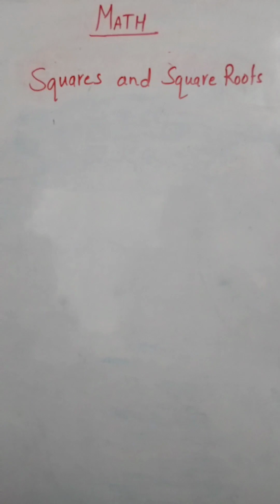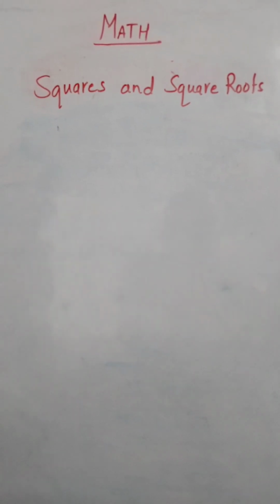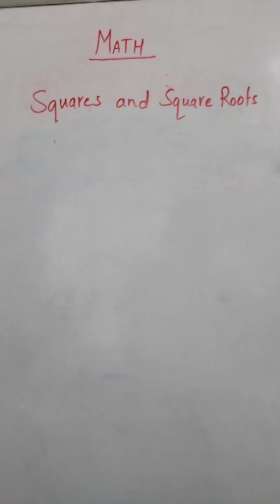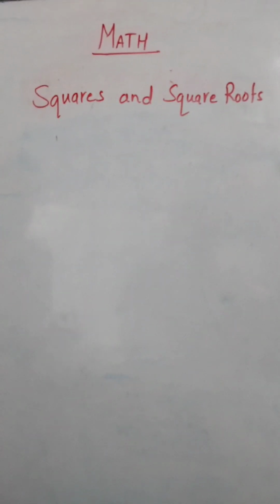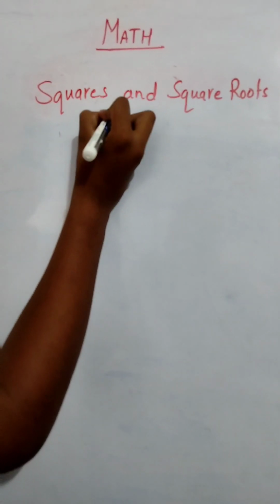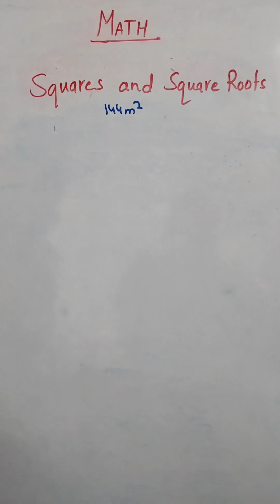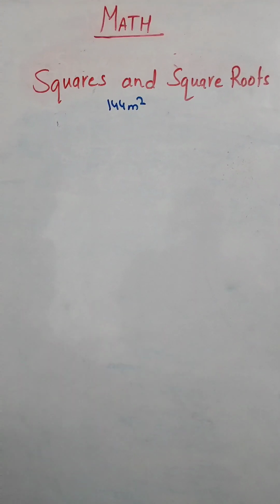Now let's start with an example where we can understand where we can use square roots. So let's take the number 144, which is the area of a large square which we want to use for developing.